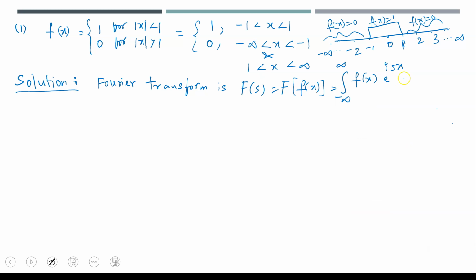Okay, ∫ f(x) e^{isx} dx. But what is this function? Here the function is given in 3 intervals: minus infinity to minus 1, minus 1 to 1, and 1 to infinity.